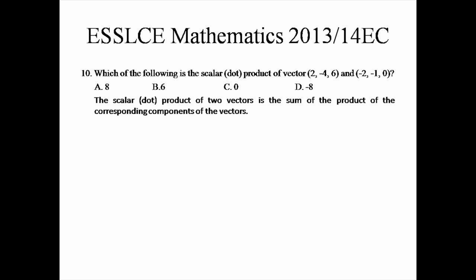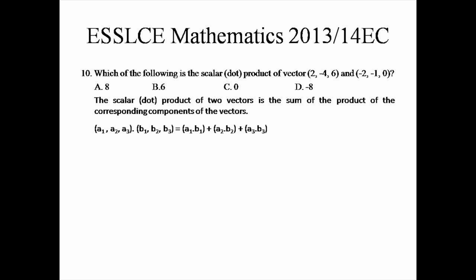The scalar or dot product of two vectors is the sum of the products of the corresponding components of the vectors. If a sub 1, a sub 2, a sub 3 and b sub 1, b sub 2, b sub 3 are two vectors, their dot product is equal to a sub 1 times b sub 1 plus a sub 2 times b sub 2 plus a sub 3 times b sub 3.